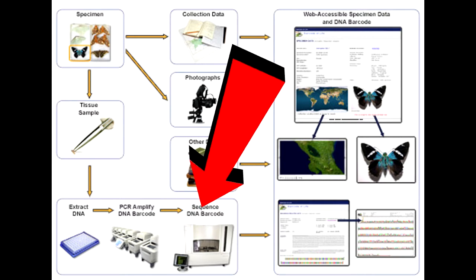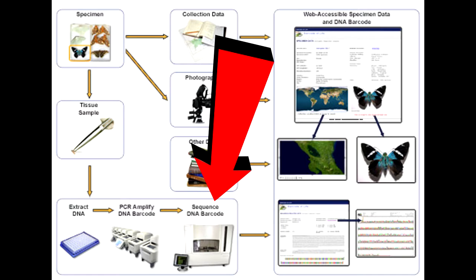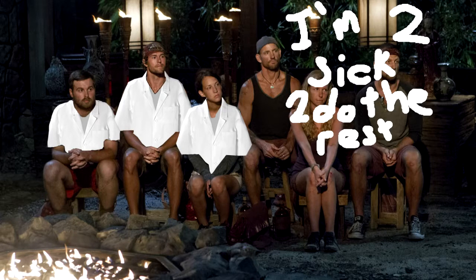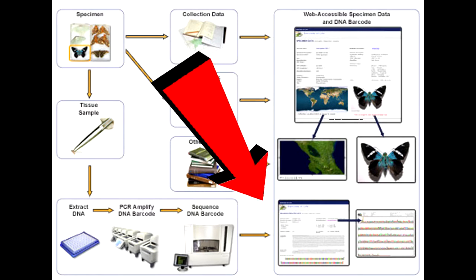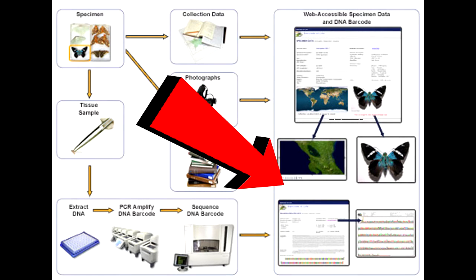After the DNA is amplified, you sequence the DNA, and the scientific community basically holds a tribal council, and Jeff Probst banishes your data if it doesn't meet barcoding standards. Assuming you don't get your torch snuffed by Mr. Probst, you then use and share your data with the world.